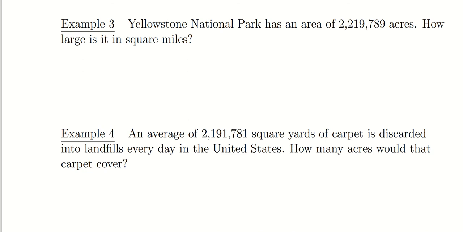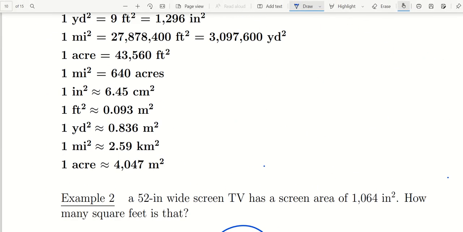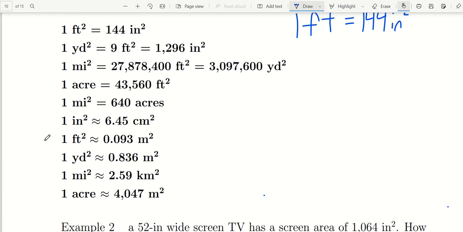Let's take a look at the next one. They say that Yellowstone National Park has an area of 219,789 acres. How many square miles is it? So we want to see if we can do this conversion. Acres is going to go on the top. We want to get rid of acres, so I'm going to put acres on the bottom. And we want to go to square miles. We have to figure out where that conversion is. And this sheet will be given to you on the test, by the way. So these values you will not have to memorize.